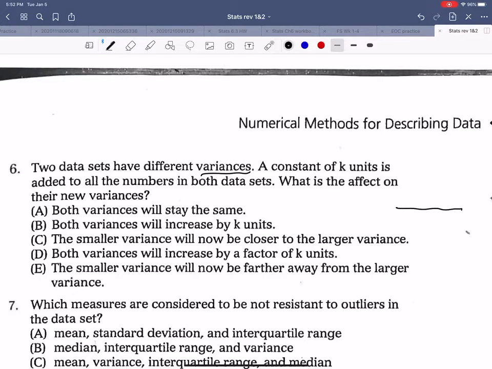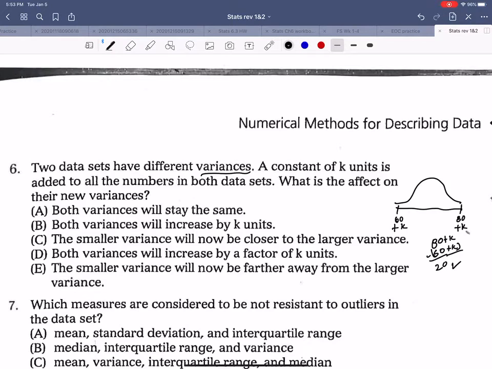Okay, so if we think about this, remember, let's think of our heights. So the tallest person is 80 inches and the shortest person is 60 inches, right? The range is 80 minus 60, so these people's heights range by 20, right? And that's one measure of variance. If a constant K was added to all of these numbers, then you'd still have 80 plus K minus 60 plus K, and you end up just getting 20.